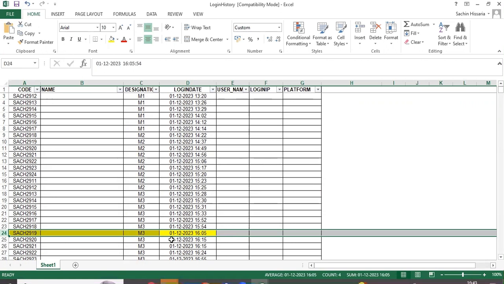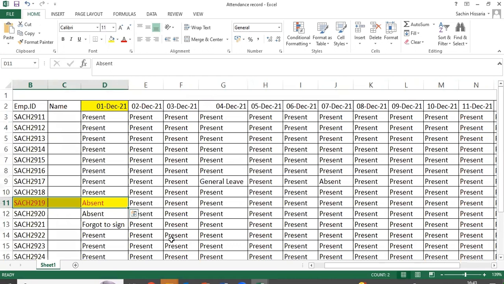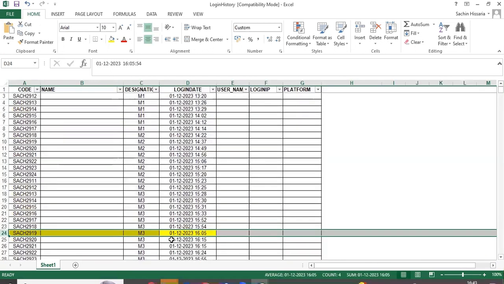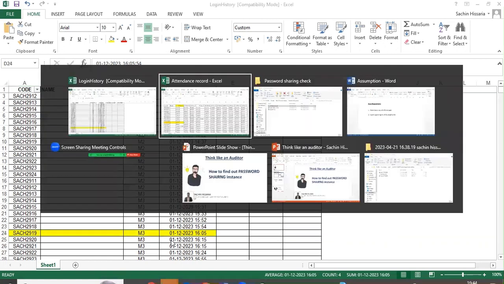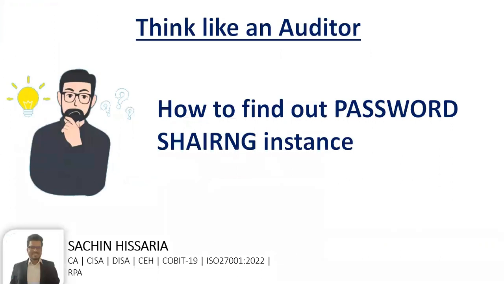Now, you cannot do this exercise manually. What you need to do here is use the pivot table and VLOOKUP, or maybe Power Query. These are some Excel functionalities which you can use for data analysis. Using this functionality, you can get the exception cases, and then you can present the same to the management. So this is about how to find out password sharing instances.